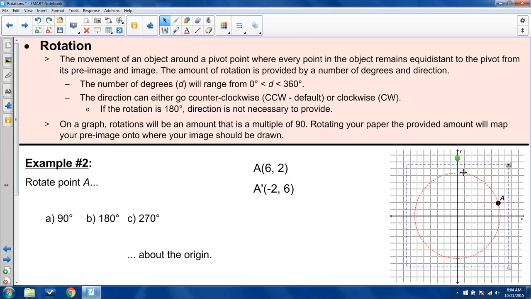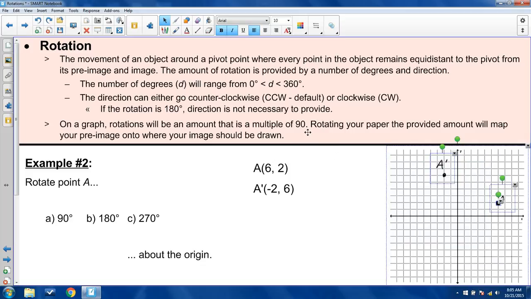Anyway, so we now have our A prime. We know where that one's going to be. It's at -2, 6. Let's go ahead and get rid of the circle, and then let's plot that point A prime here at -2, 6. Okay, the rest of the rotations that I'm going to do here is based on that paper rotation thing that I was talking about. Let's see how that's going to fit in.